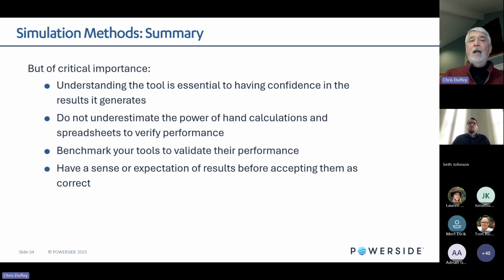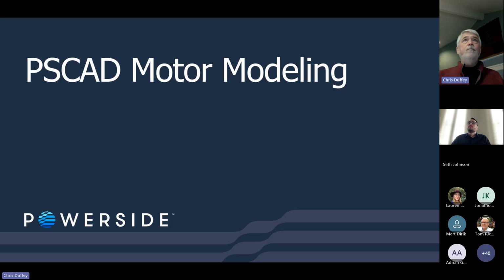Benchmark your tools, validate their performance. If you've got a measurement, boy, that's even better. Benchmark against a measurement of an actual piece of equipment. So have a sense or an expectation of the results before accepting them as correct. That's by repeat use of the tool and getting confident with it and building your confidence.